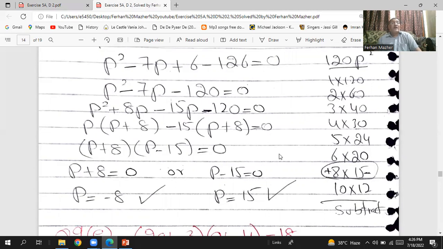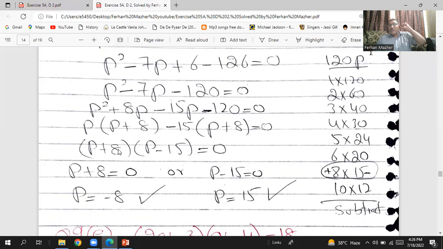From the first two terms, the p is common. So in the bracket, you are left with the p plus 8. And from the last two terms, you can see minus 15 is common. So in the bracket, you are left with the p plus 8. So in this term and in this term, p plus 8 bracket is common. From here, you will have p. From here, you will have minus 15 in the second bracket.